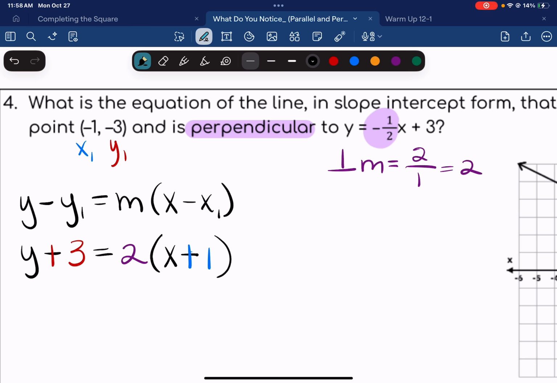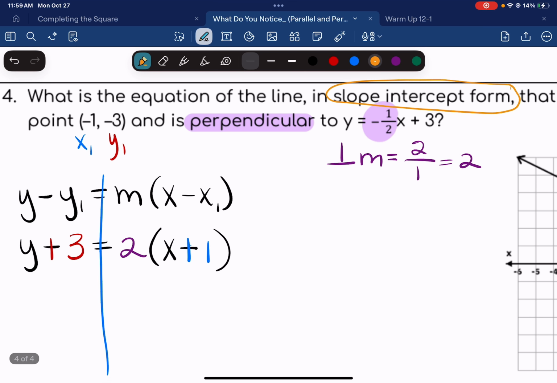Close parentheses. All right, so we've got our equation in point-slope form, but remember, again, we want slope-intercept form. y equals mx plus b. So let's go ahead and get rid of our parentheses by distributing. I'll go ahead and split my equation. And 2 times x gives us 2x. 2 times 1 gives us our plus 1. And we didn't do anything to the left side of our equation, so let's go ahead and bring that information down. So it's just y plus 3.